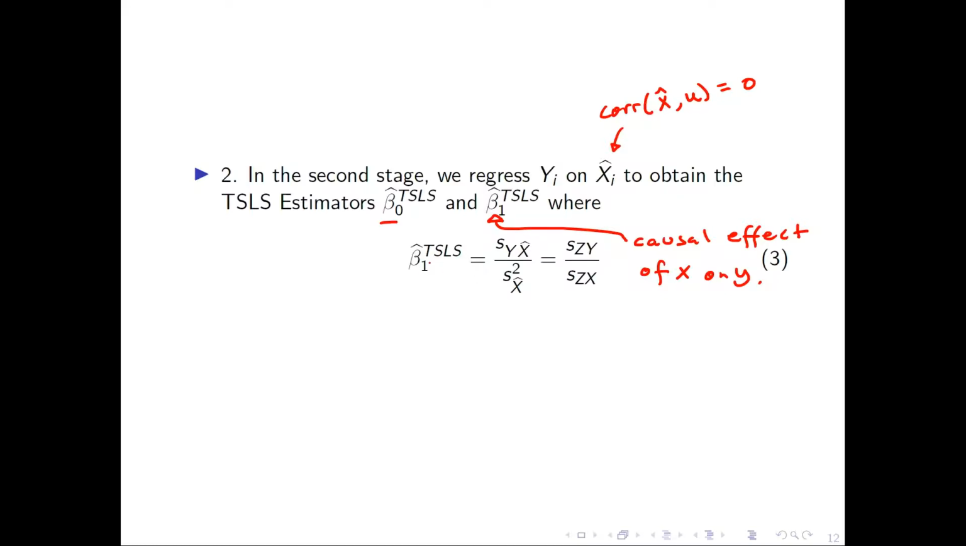And as you get more data, this beta is equal to the sample covariance between y and x hat, the fitted x value, divided by the sample variance of x hat.